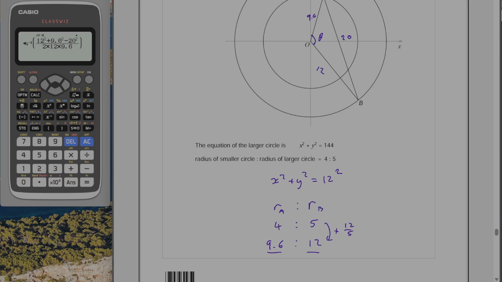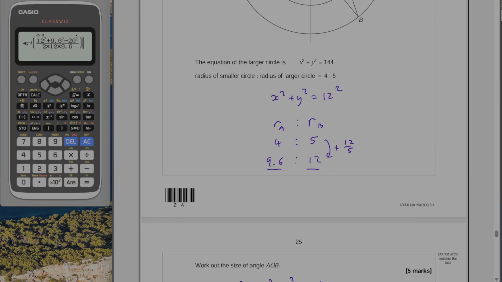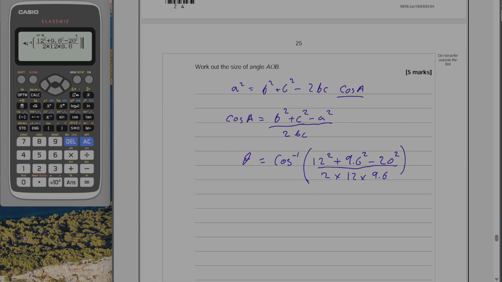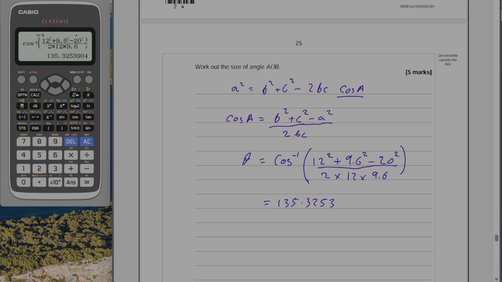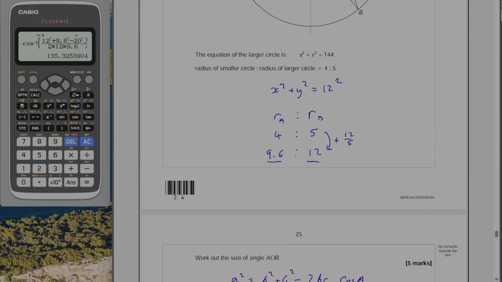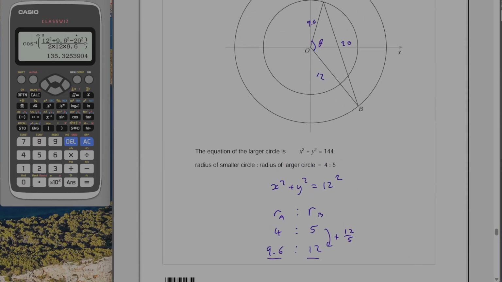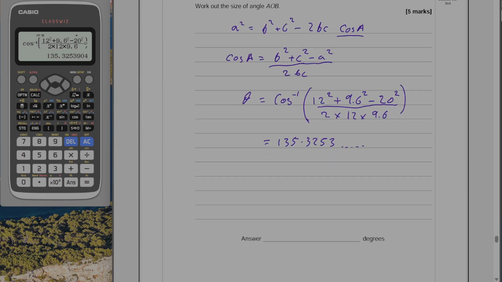What do I think would be a sensible answer? Roughly, that's bigger than 90 and less than 180, so anything in the region of 140-ish. Yeah, that looks fine. So we're looking at 135.3253... Right, suitable degree of accuracy. It doesn't tell us in the question. 3 significant figures. So I'm going to go 4 significant figures. So 135.3.